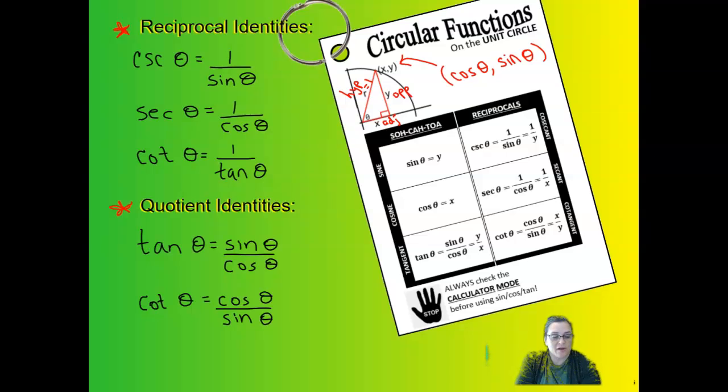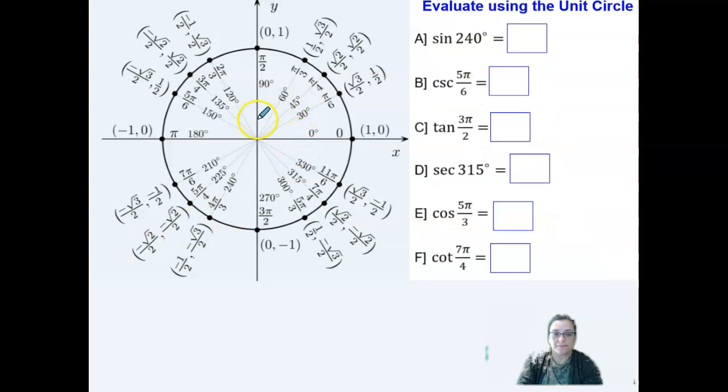Okay, so let's look at the unit circle and practice evaluating some of these angles. If we want to find the sine of 240 degrees, we find 240 degrees, and that's in quadrant 3. The sine of that angle is the y coordinate, negative square root of 3 over 2.